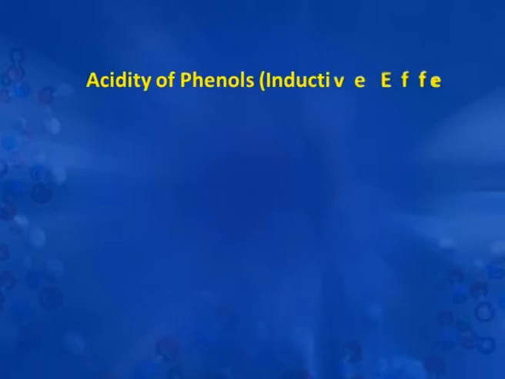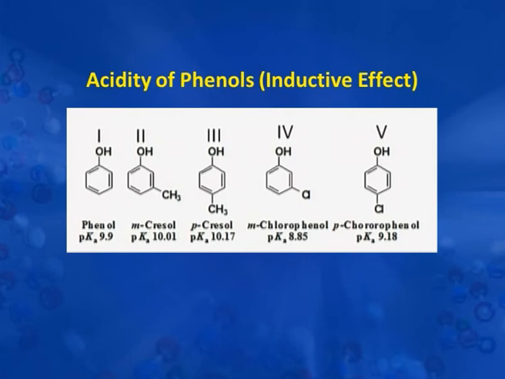We will now discuss the acidity of phenol in reference to inductive effect shown by certain groups substituted in the ring. In these 5 examples we have taken here, phenol does not have any substitution, whereas compound number 2 and 3 have methyl substitution at meta and para position, which show plus I effect. Compound number 4 and 5 show minus I effect due to the substitution of chlorine at meta and para position. Now, we very well know that plus I effect reduces the acidic character and minus I effect increases the acidic character.